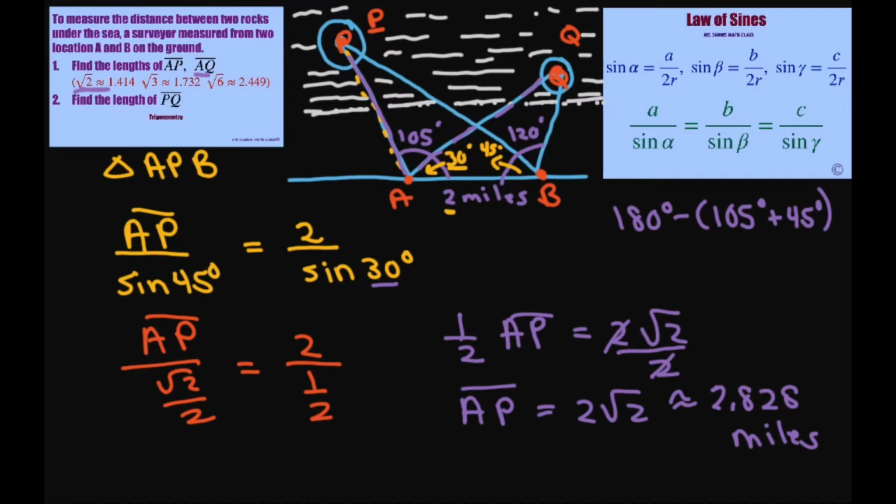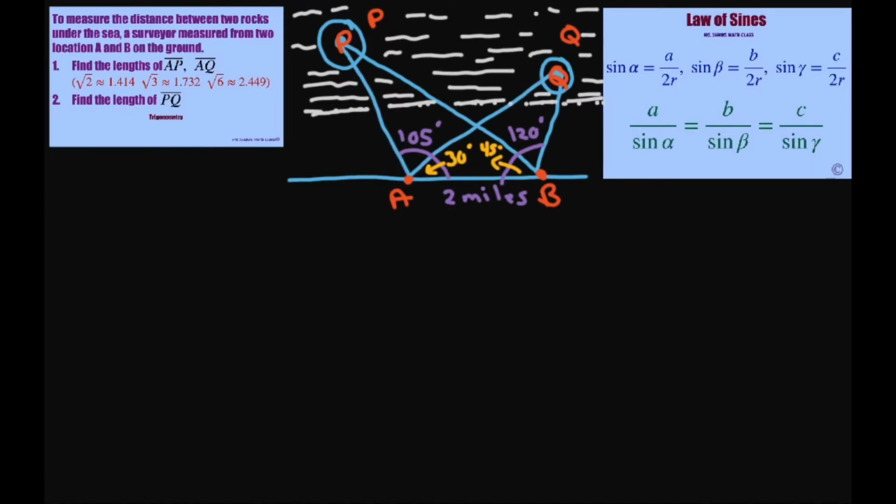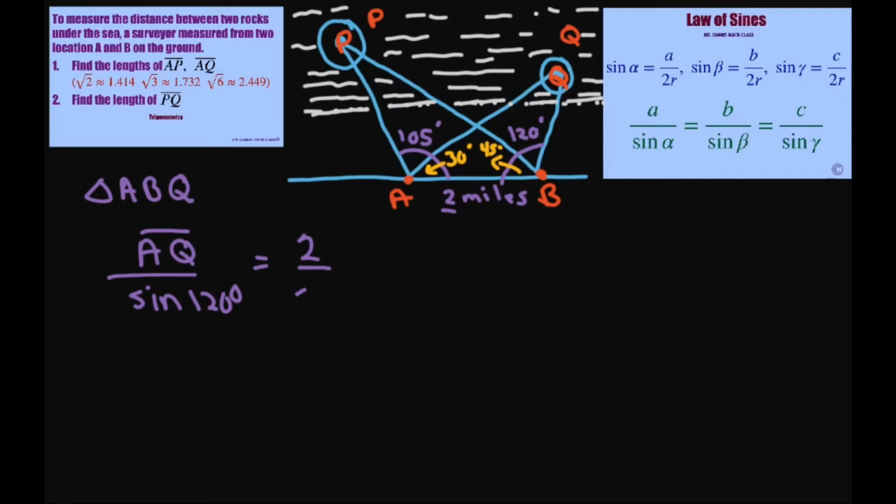So we're going to use the law of sines again, and let's see what we get. So that's going to be for triangle ABQ. All right, so we're going to have the length of AQ divided by sine of 120 degrees equals 2. Again, we're using this 2 divided by the measure of this 30 degrees again. So we're just going to be sine of 30 degrees. All right, let's see what we get.